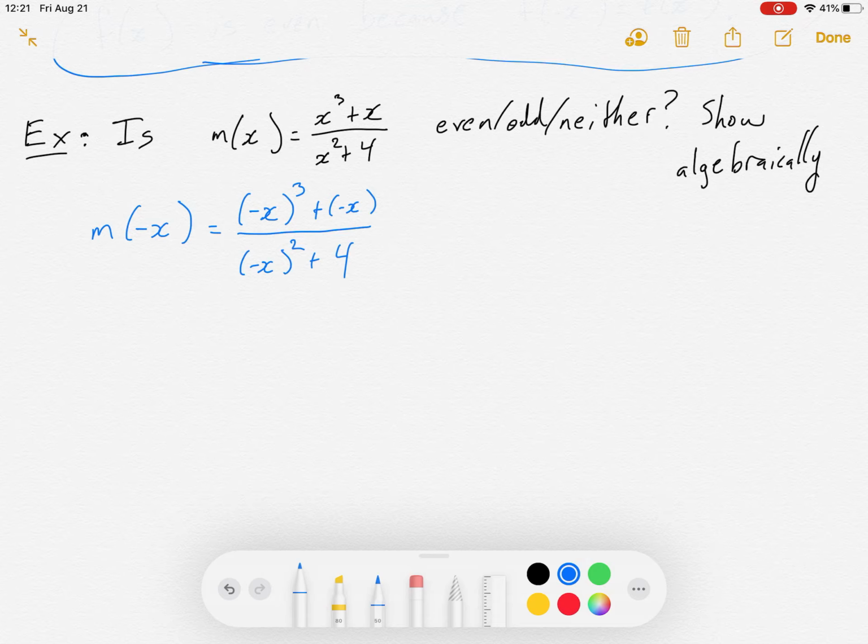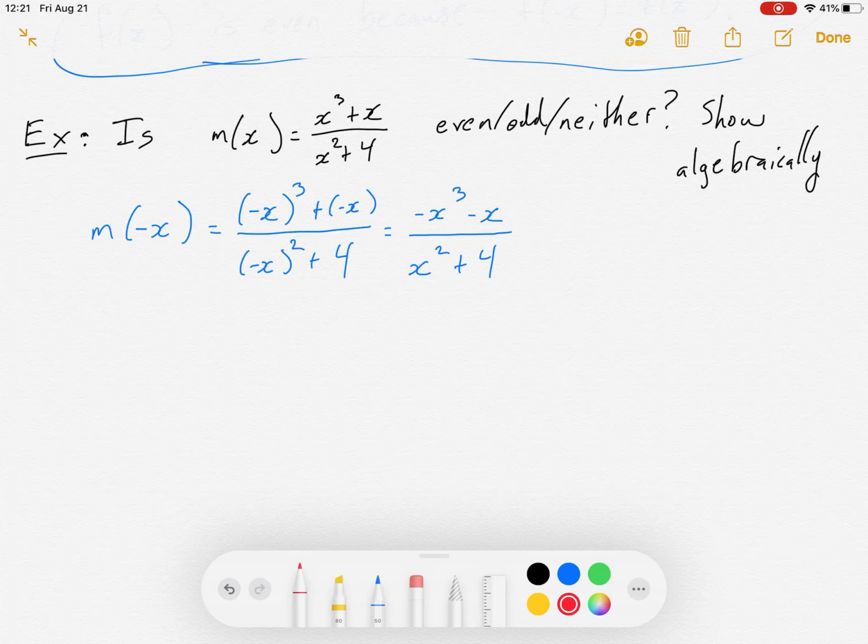So here we have it. We are going to take this one step further. Negative x cubed. If I add a negative x, that's the same as just subtracting it. And then in the denominator, negative x squared is the same thing as x squared. And so I have this.